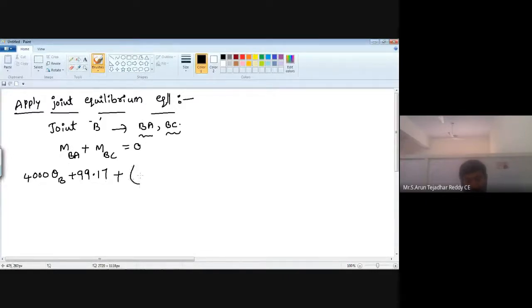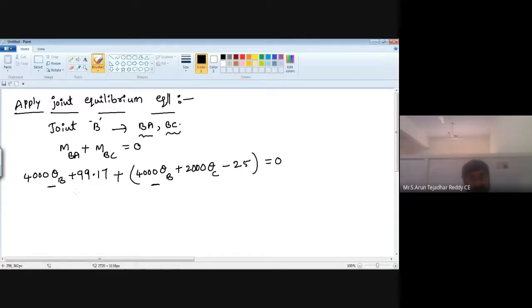Next, what is the MBC equation? Once again, open your screenshot and observe what the MBC equation is. That is 4000 theta B plus 2000 theta C minus 25. This is our MBC equation, and here we have 4000 theta B, and here it is 4000 theta B.